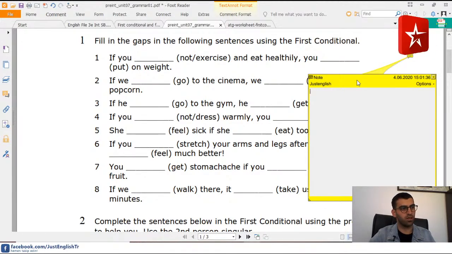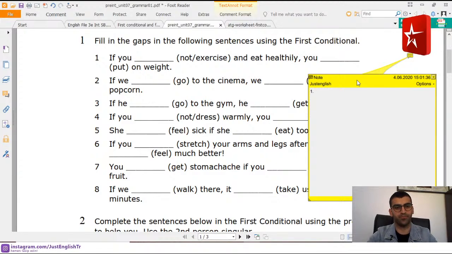Hello, Mr. Jihan. Welcome to our online lesson. As you know, the first conditional sentences, first conditionals, are really important for everyone to use in their daily language, in their daily conversations. They can use them and express themselves very well. Gulsafa has already written her answer for number 1. If you don't exercise and eat healthily, you will put on weight. Yes, number 1 is a correct answer.